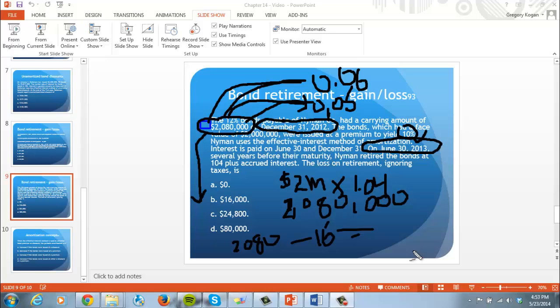And since we have 2,080,000, that's what we paid for it, and the reduced carrying balance was 2,064,000 because we reduced it by 16,000. That was the amortization amount. So now we subtract 2,080,000 from 2,064,000 to figure out the gain or loss, and we end up getting 16,000, which is B.